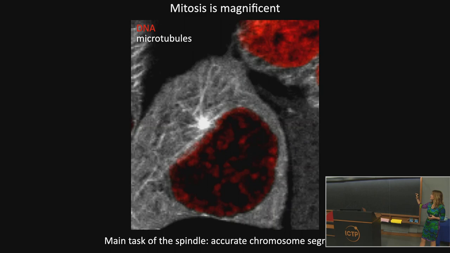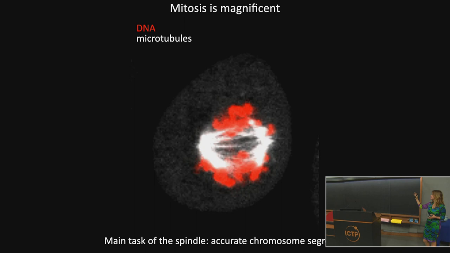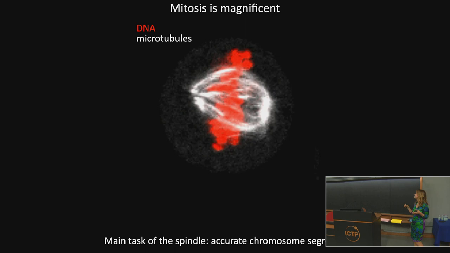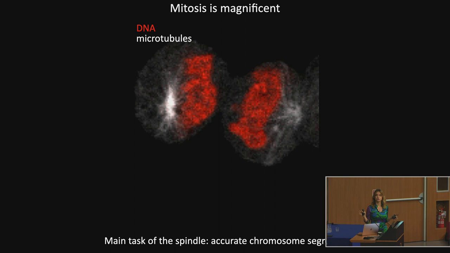Now, the spindle forms, and it looks very messy in the beginning. The chromosomes are all over the place. The microtubules are trying to capture these chromosomes. And then in the end, everything is very nice and precise, and the chromosomes get divided into two equal sets.